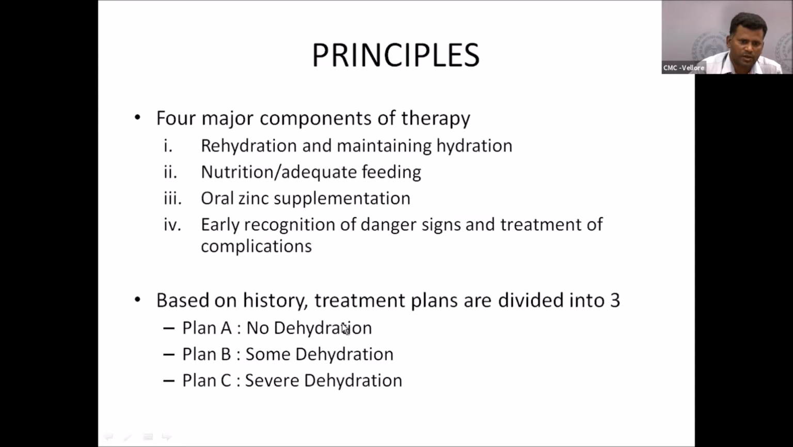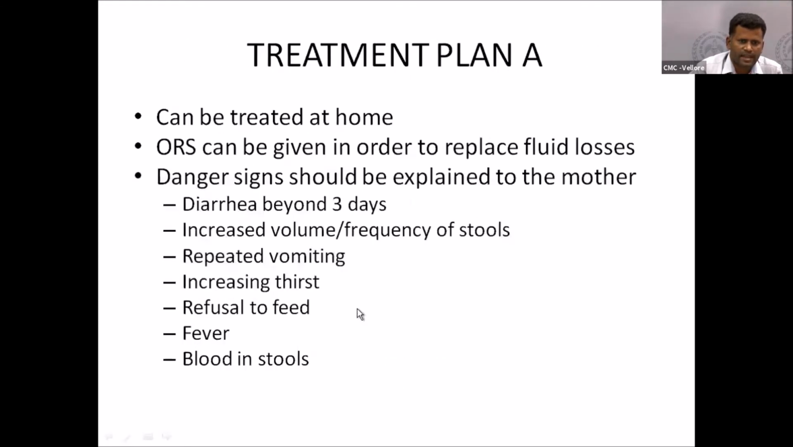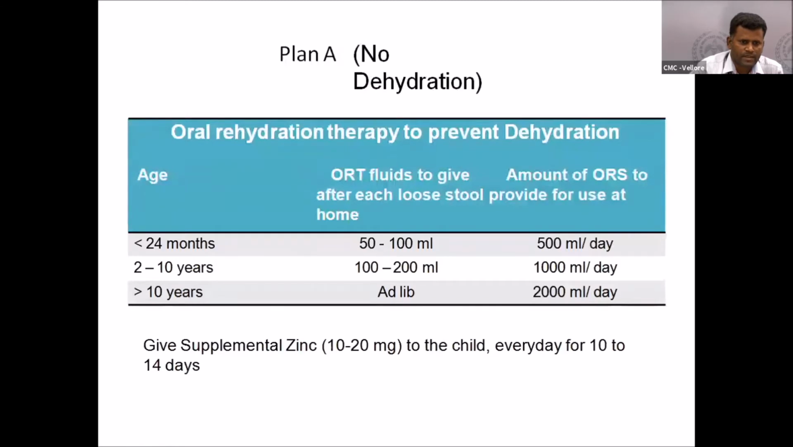So as we all know, WHO has classified this into plan A, plan B, and plan C based on the dehydration status. Plan A is ORS, for no dehydration. It's like home management. We can send the child home on ORS, but at the same time we have to explain to the mother about the danger signs: diarrhea beyond 3 days, increased volume or increased frequency of stools, any blood in stools, any repeated vomiting, fever, or refusal to feed. All those things are danger signs, and the mother has to bring the child immediately. So this is plan A for ORS therapy for no dehydration.